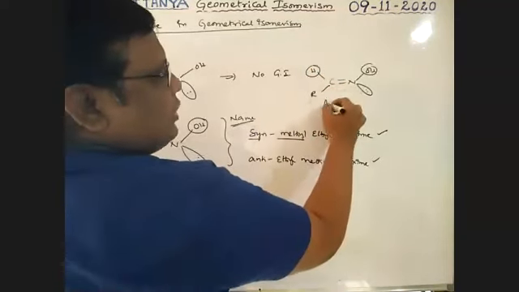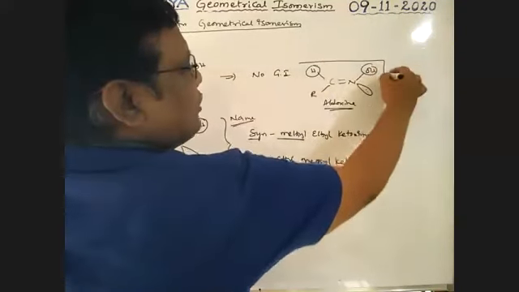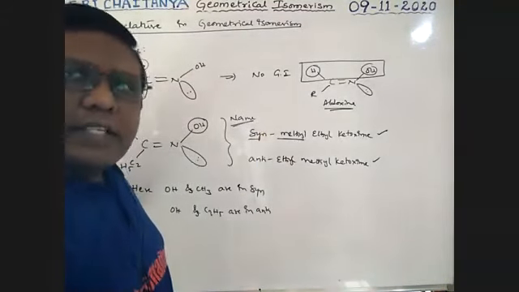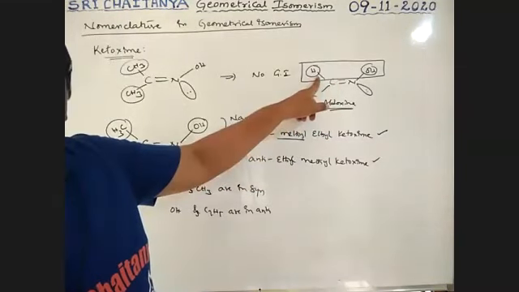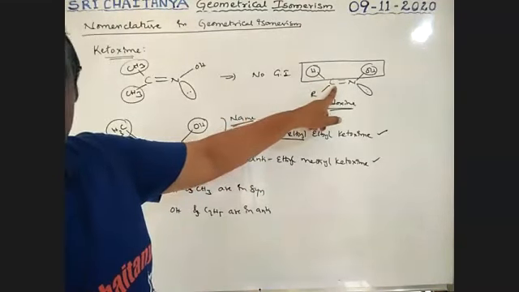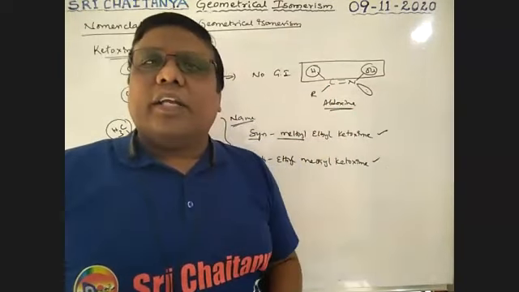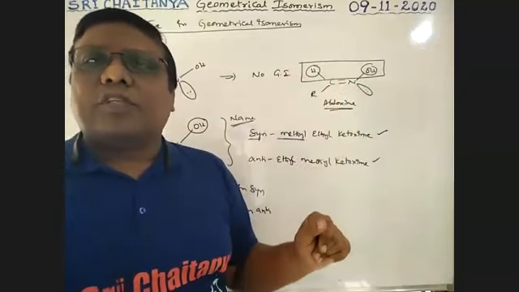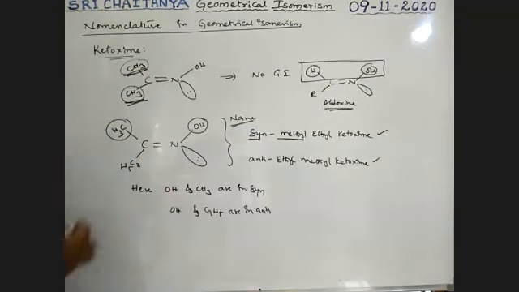In aldoximes, H and OH always exist, because this carbon must be connected with hydrogen to satisfy its valency. Therefore, in aldoximes, the carbon is always bonded with hydrogen. But in ketoximes, both are alkyl groups, so no hydrogen is available.